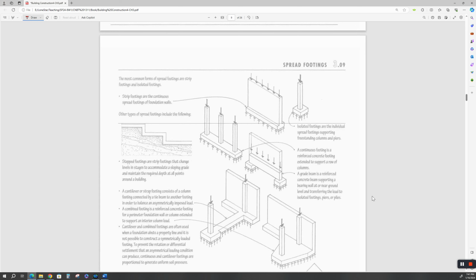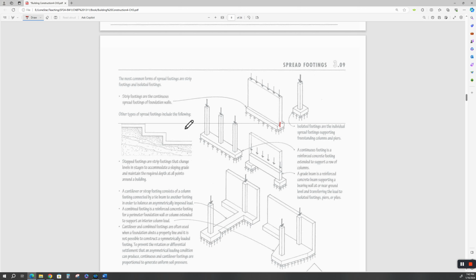All right. Spread footings. Spread footings come in all kinds of shapes and sizes. I wouldn't say the most common forms of spread footings are strip, but Ching does, so that's fine. It depends on what part of the planet you're on. If it's a retaining wall, then yeah. If it's going to be an excavated wall, then yeah, the footing will be a spread footing. They'll cast the footing first, then they'll pour the wall on top of it with the water stop in there if it's going to be buried.